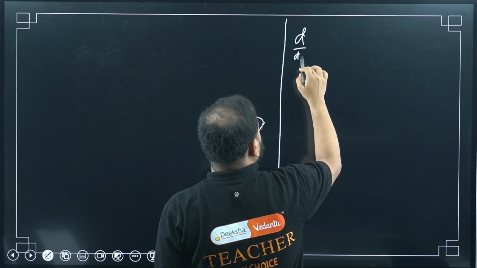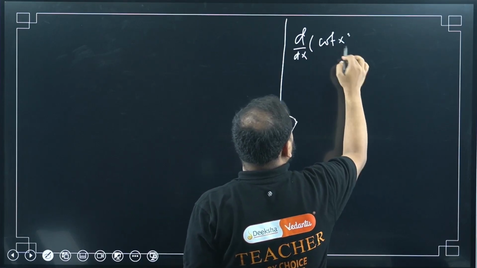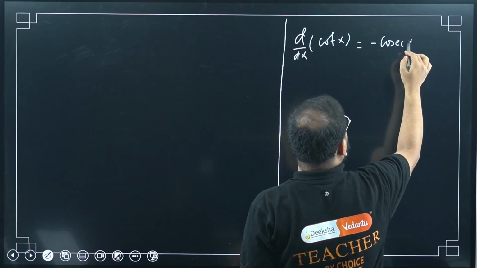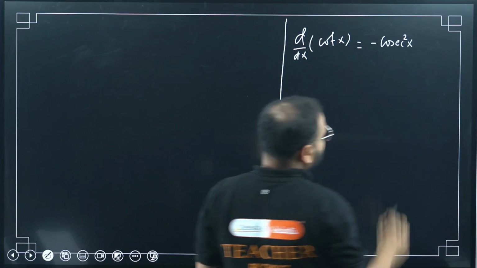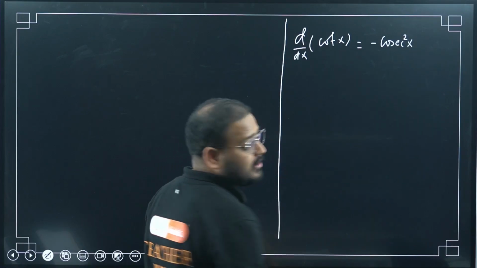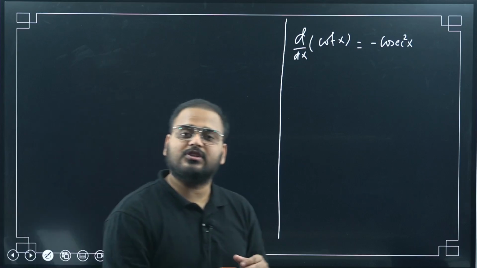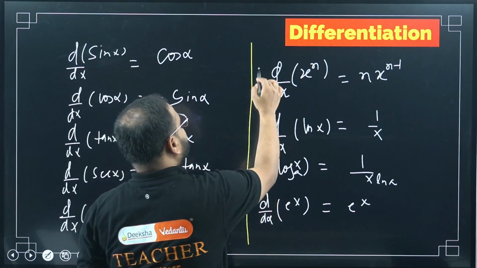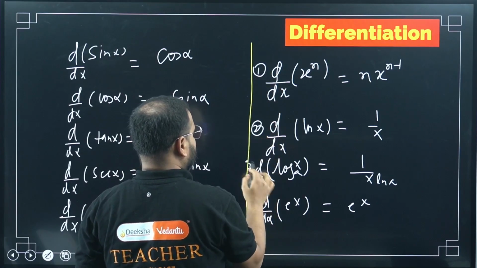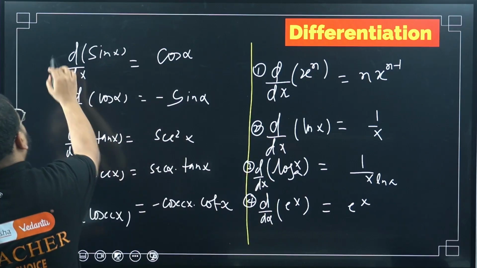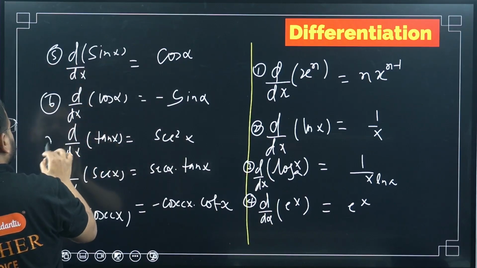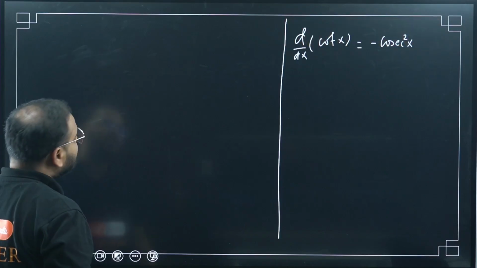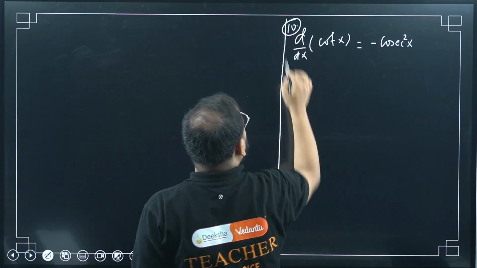Differentiation of cot x will be what? Simply minus cosec square x. Okay, now what? So first we did the normal ones, logarithmic, exponential, and so on. I hope you can see this. So first formula, first, second, third, fourth, fifth, sixth, seventh, eighth, ninth. Okay, let's check here. 10th, and next one will be what?